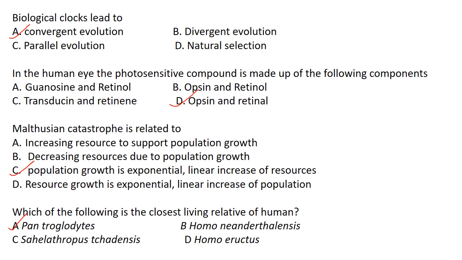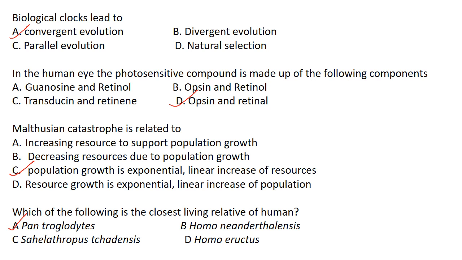Then Malthusian catastrophe is related to. So according to Malthusian catastrophe, the population growth is exponential while the growth of food supply and other resources is linear. And this eventually leads to population decline through famine and starvation. So what is Malthusian catastrophe related to? Increasing resources to support population growth? No. Decreasing resources due to population growth? No. Population growth is exponential, linear increase of resources. That is more correct. So answer is option C.